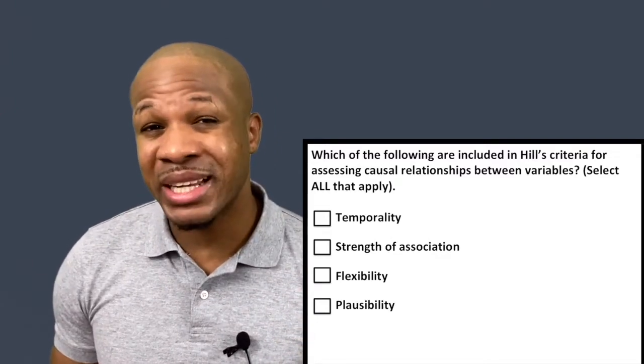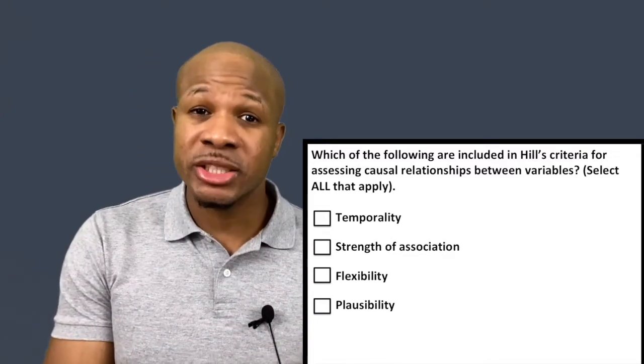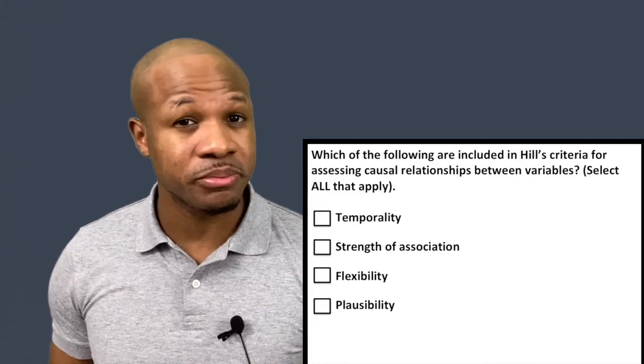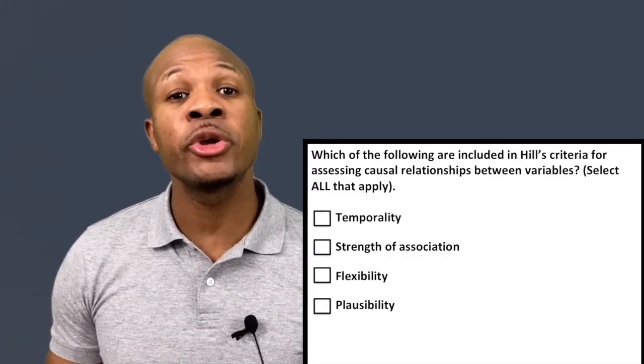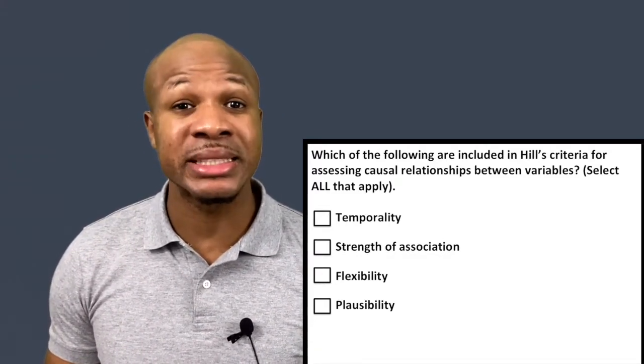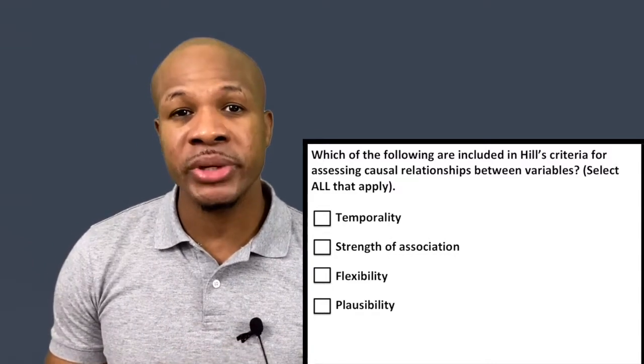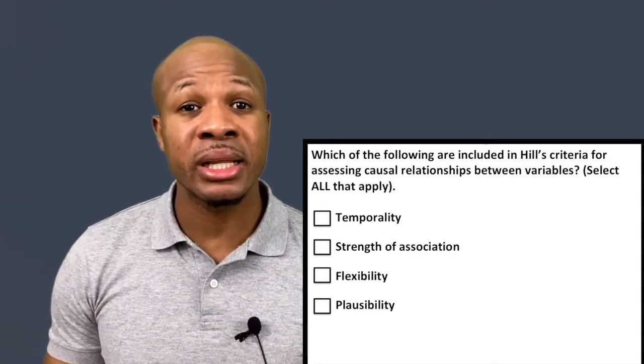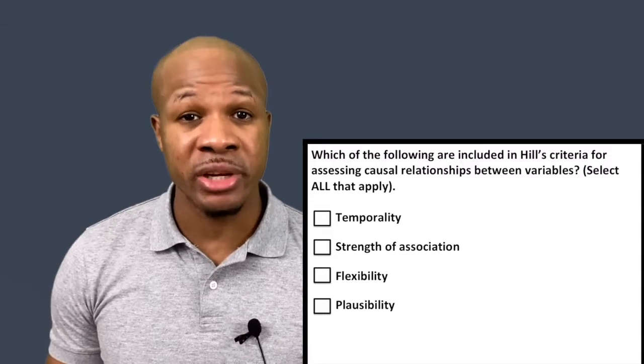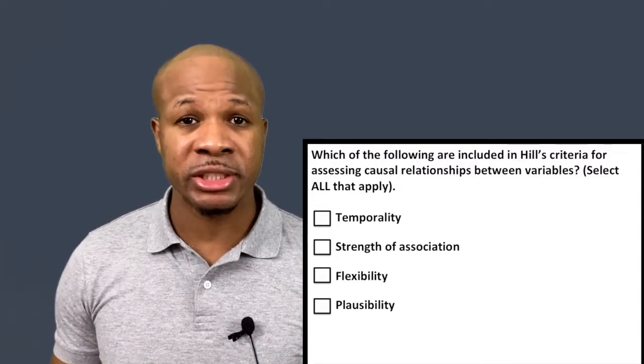But here is something that is not as intuitive. It is actually impossible to prove anything. You can't prove anything, but instead what you can do is provide evidence that something is true. What Hill's criteria does is it helps us to analyze evidence and give credence to evidence. So let's go ahead and look at the answer choices.